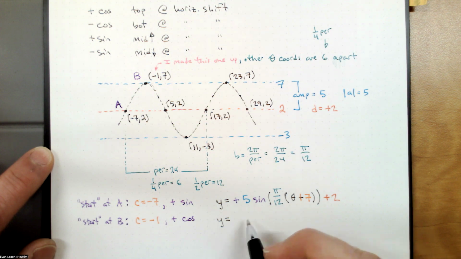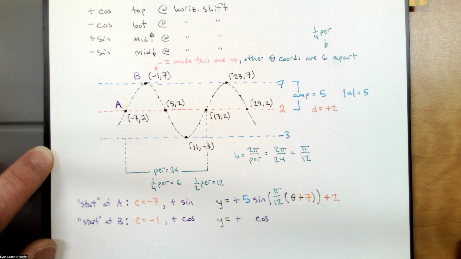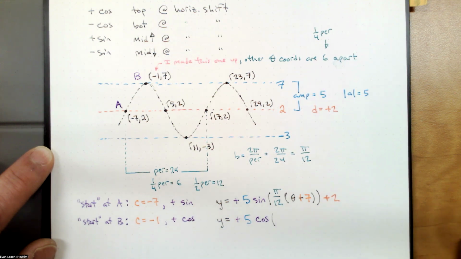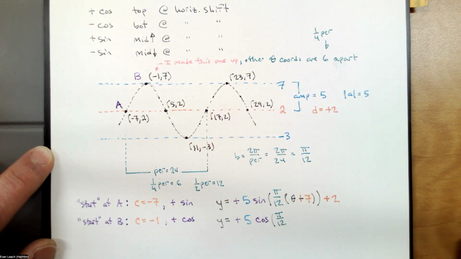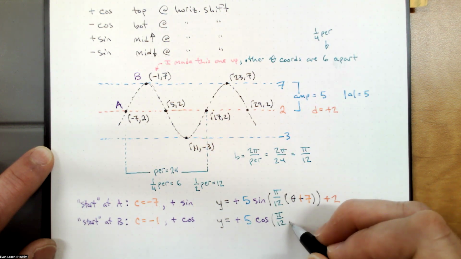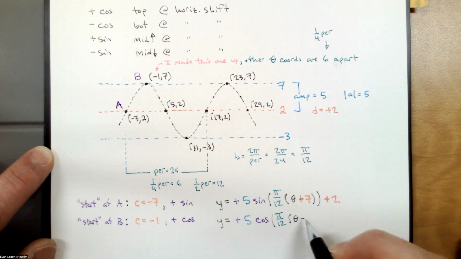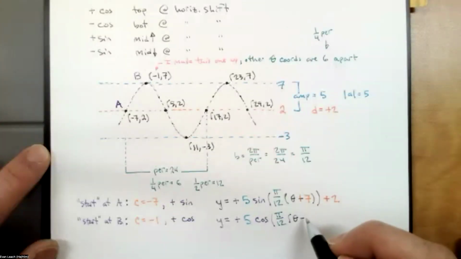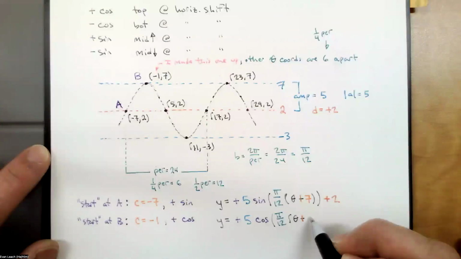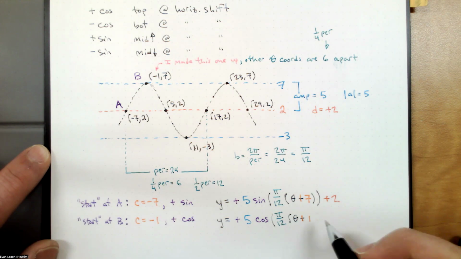We're starting at the top, so it's going to be a positive cosine. The amplitude is still 5. The period is still 24, so B is still pi over 12. We're still using theta, so I just write theta. The function says theta minus the horizontal shift, and the horizontal shift is -1. So it's going to read theta plus 1, but we're going to think theta minus a -1.